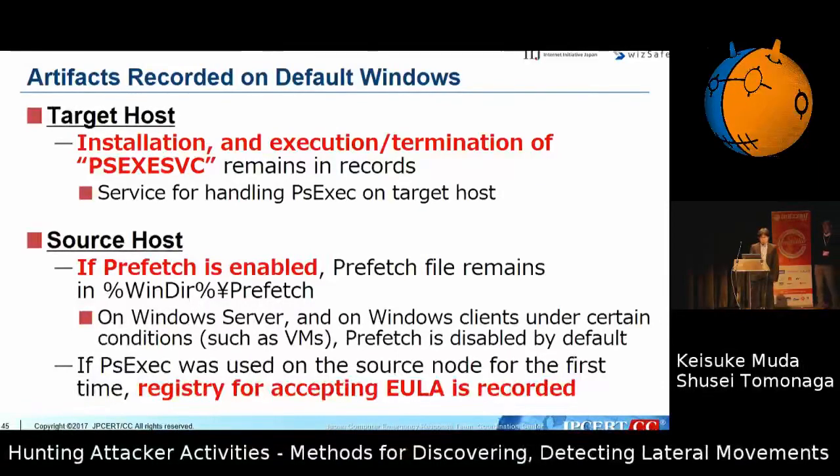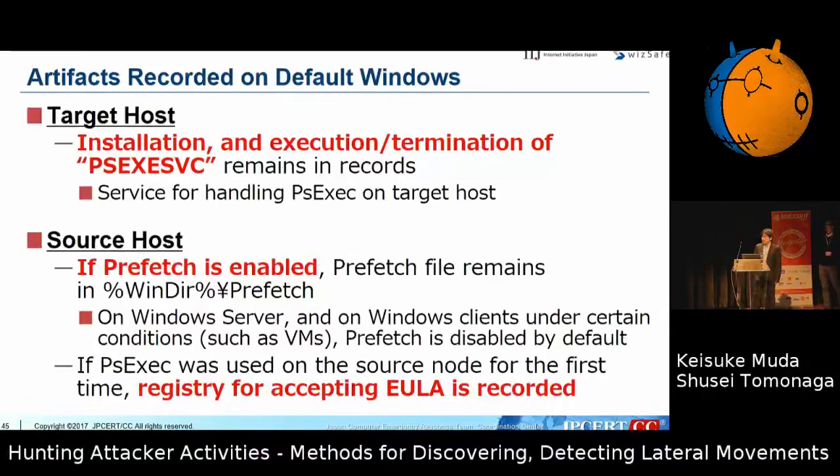And I'm going to show the example in the next page. For the source host, there are some logs that remain. For example, if prefetch is enabled on the host, the prefetch file remains in the prefetch folder under the Windows directory. But if it's a Windows server or Windows clients under certain conditions, such as virtual machines, then prefetch is disabled by default, so it doesn't help.